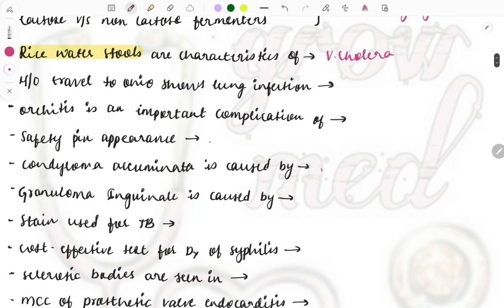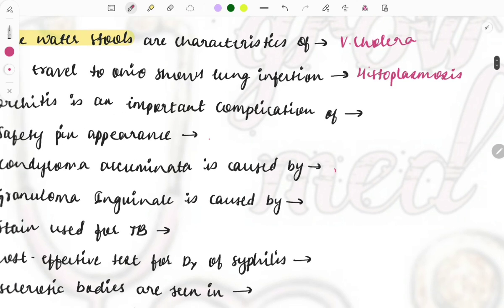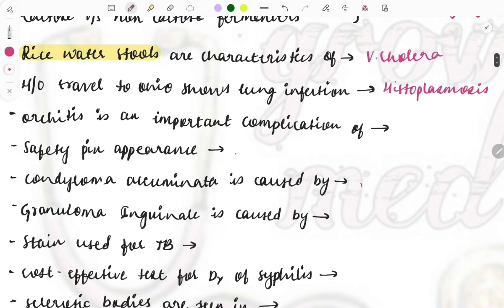Then the next question: history of travel to Ohio is there, and after that the patient has a lung infection. What will be the disease? It is histoplasmosis, a kind of fungal infection. This is a dimorphic fungus, and it affects the lungs, similar to TB. It can present with caseous necrosis, and cavitation also can be seen.